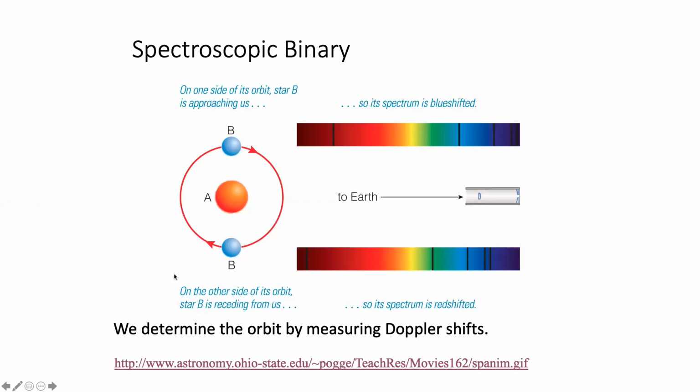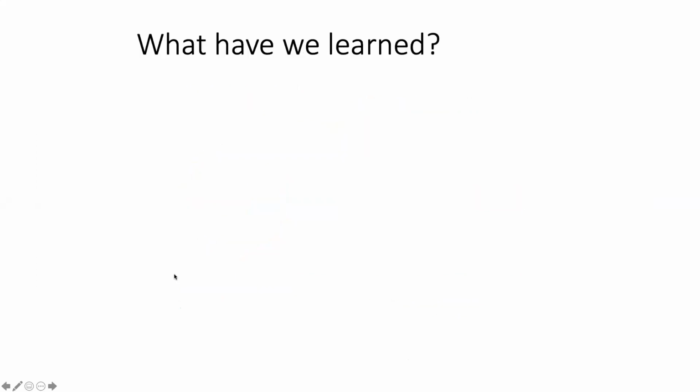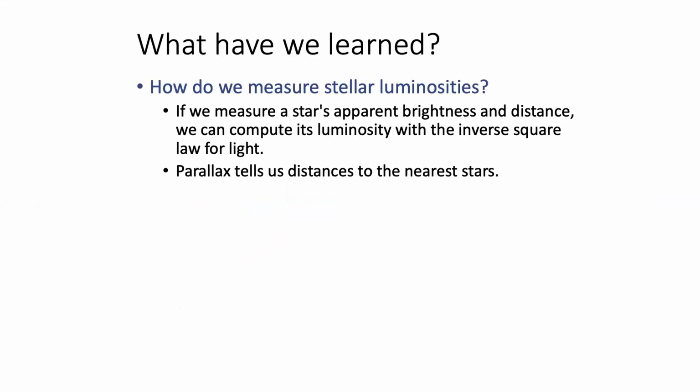Okay, so let's just summarize what we've learned so far. Summarize some of the things that we've said. This is also covering some of the stuff from the earlier lecture. Right, so how is it that we measure stellar luminosities? Well, if we know how bright a star appears from where we are observing, and we know how far away that star is from us, then we can figure out the luminosity, the power output of that star. Right, using things like the inverse square law, of which light adheres to.